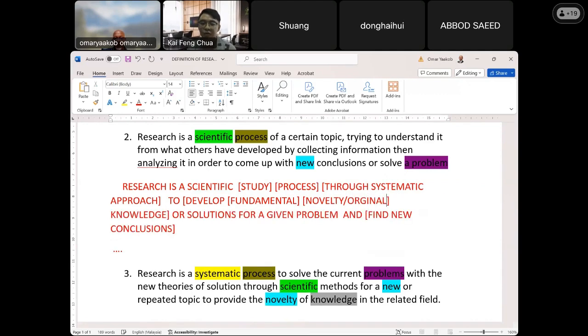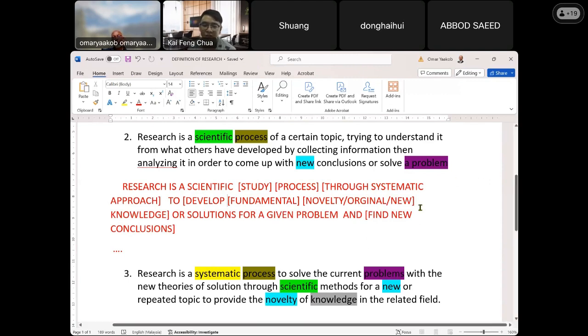Original, original, new, or new. Yes. Instead of the fundamental, because for research not necessarily every researcher needs to develop the fundamental, which is very like primary rules from the knowledge. So instead of the fundamental, I think the novelty, original, or new from the fundamental knowledge is more suitable for the word. And I think that's all. Thank you.